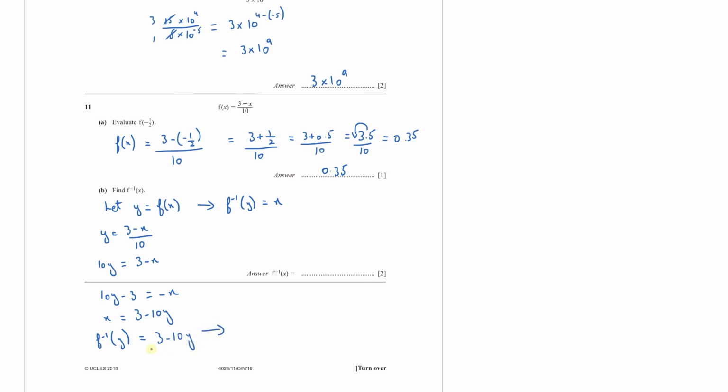And from this, if I substitute x here, I can write x here as well. So you get f inverse of x equals 3 minus 10x. So your f inverse of x here is 3 minus 10x.